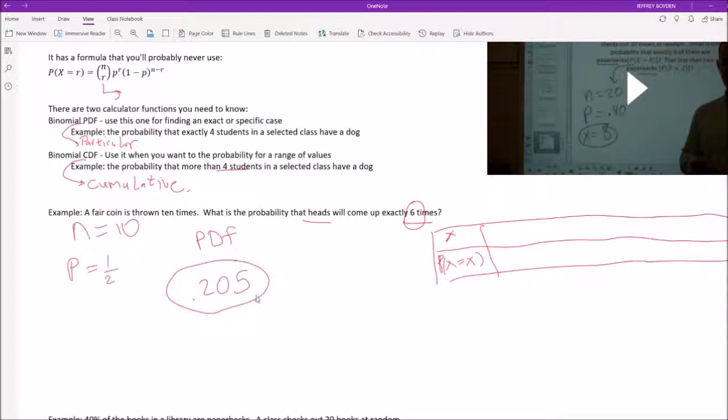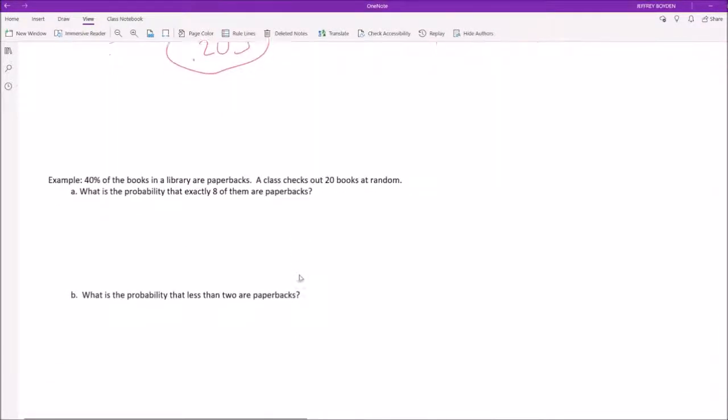So there's my answer. So what did that do? It took something that would have been a really difficult calculation to do by hand, and it made it something that was accessible, quick, and easy. Let's do some more examples now.